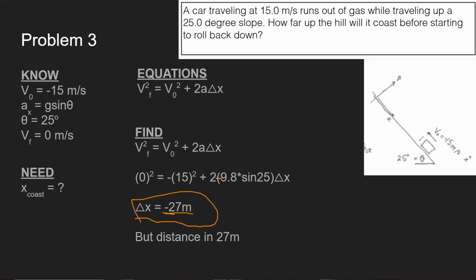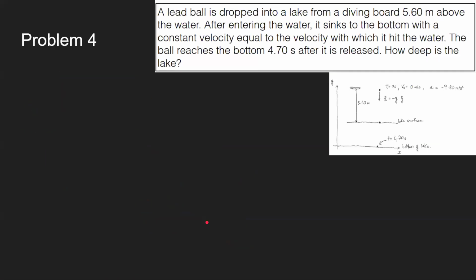Now, how come it would be negative? It's because we're going left in this example, so that is considered negative. But it asks for how far would it go up. You wouldn't say negative 27 meters, you'd say 27, because it was asking for distance. So that's the answer. That one actually was kind of easy, if you think about it.